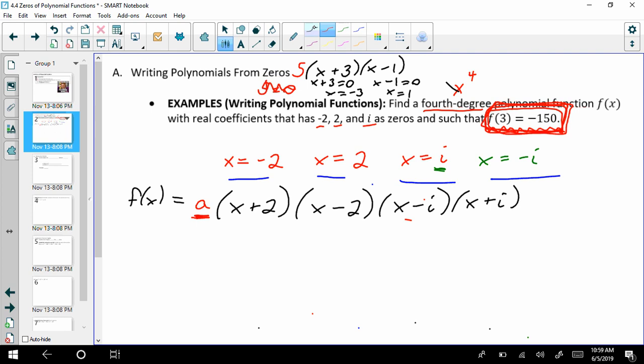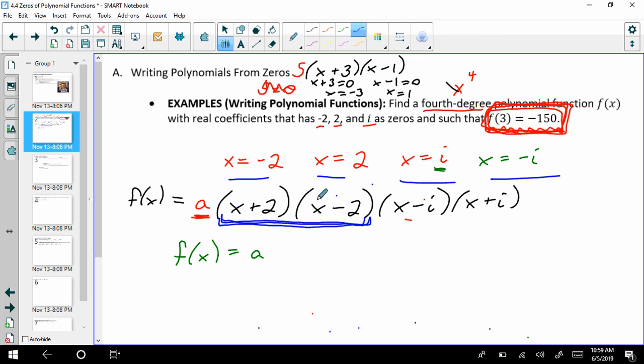Okay, so now we have it set up. Now we just have to clean it up. So I'm going to take f of x equals, bring the a down for now, and your goal is to multiply all of this together. Now you can multiply this in any order that you want. What I highly recommend, because the math will be easy, let's FOIL these first two together first.